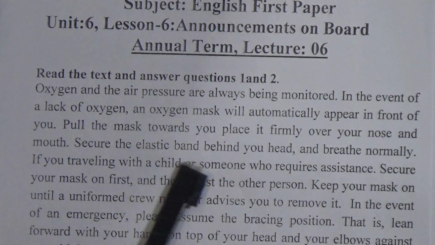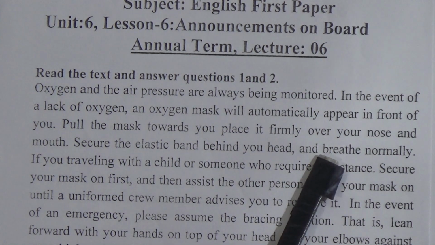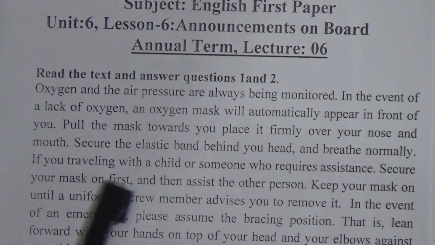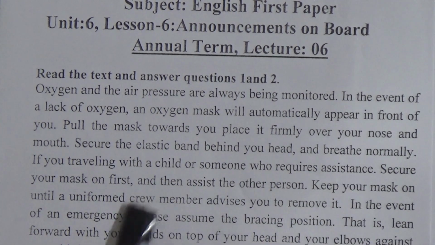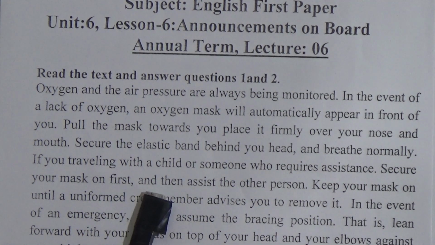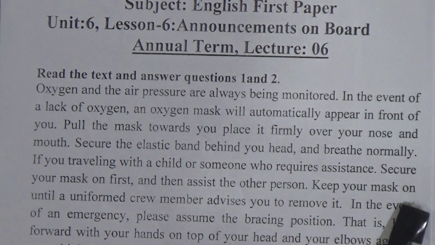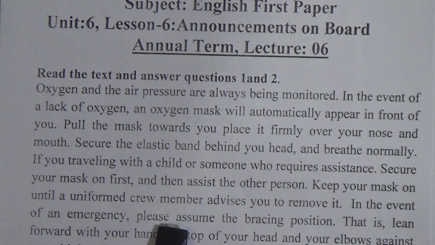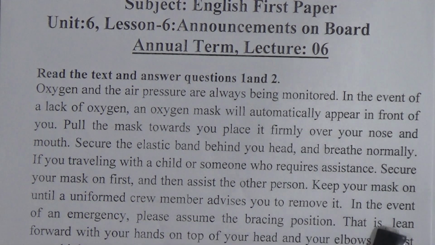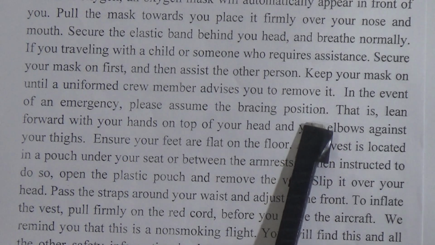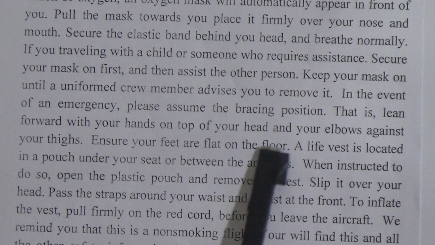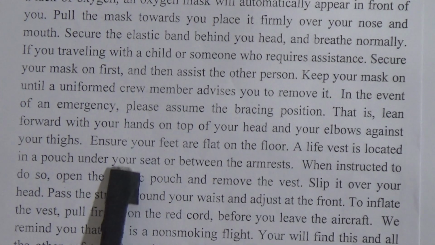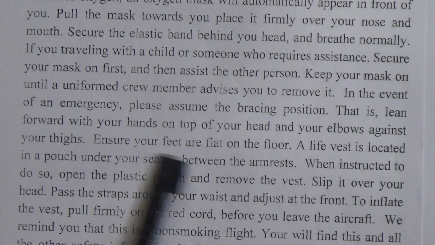Secure the elastic band behind your head and breathe normally. If you are traveling with a child or someone who requires assistance, secure your mask first, then assist the other person. Keep your mask on until a uniformed crew member advises you to remove it. In the event of an emergency, please assume the bracing position. That is, lean forward with your hands on top of your head and your elbows against your thighs. Ensure your feet are flat on the floor.